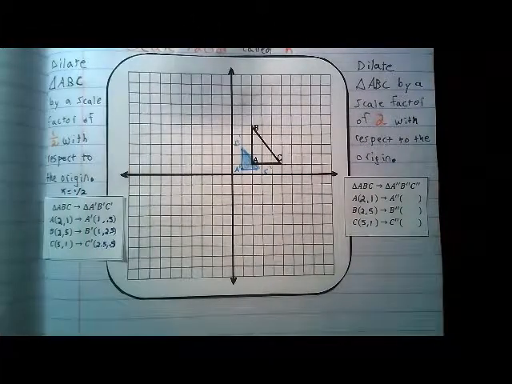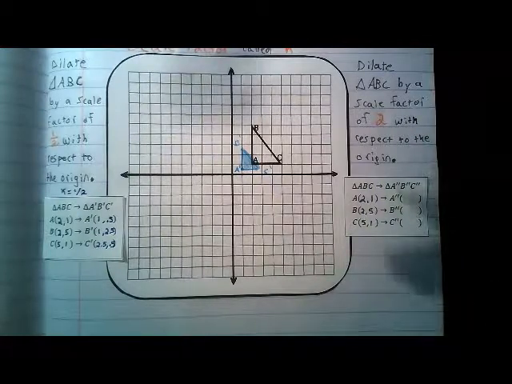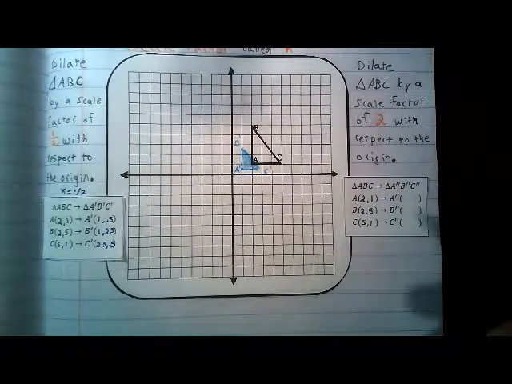So number 2 is dilate triangle ABC by a scale factor of 2 with respect to the origin. You can see from both examples, we're always dilating with respect to the origin. If we were to dilate with respect to another point, we would have to translate the whole triangle so that it lines up with the origin. Then we can use this rule of multiplying every number by the scale factor, and then translate it back, so it'd be kind of confusing. So in general, when we dilate things, it's always with respect to the origin.